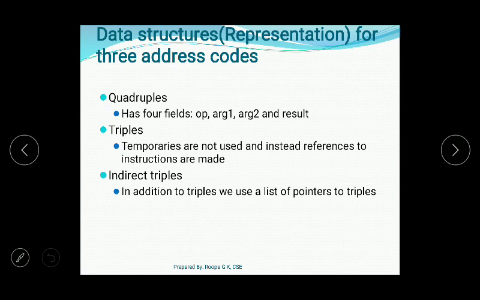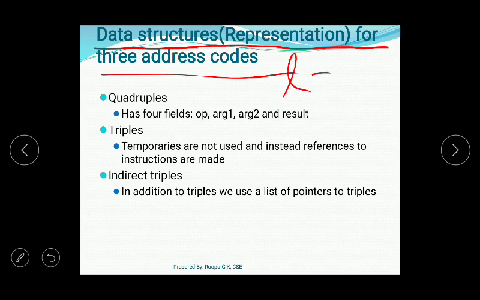Now, another important topic: data structures or representation for 3 address code. Students, please remember there is one lab program for this topic. Okay, representation, data structures or the representation. Let me explain the theory part first, then you can execute that lab program with the help of the compiler. These are the 3 different types of representation: quadruple, triple and indirect triple.